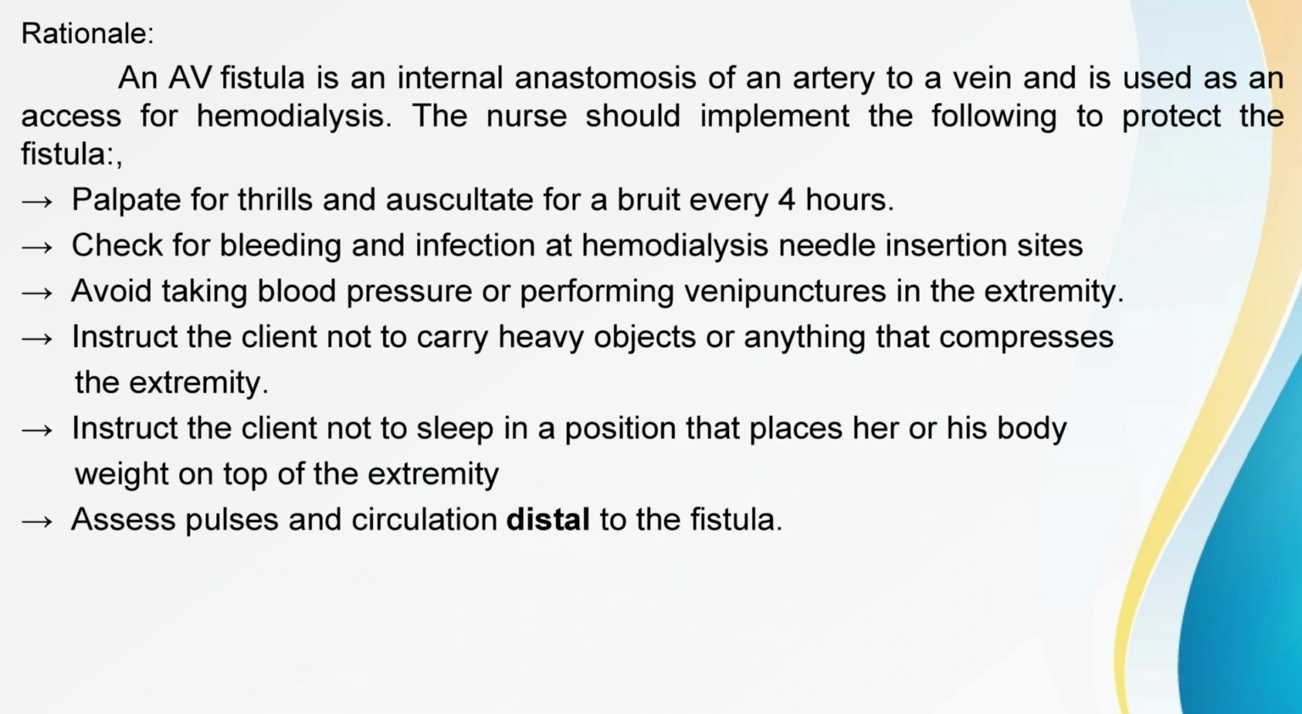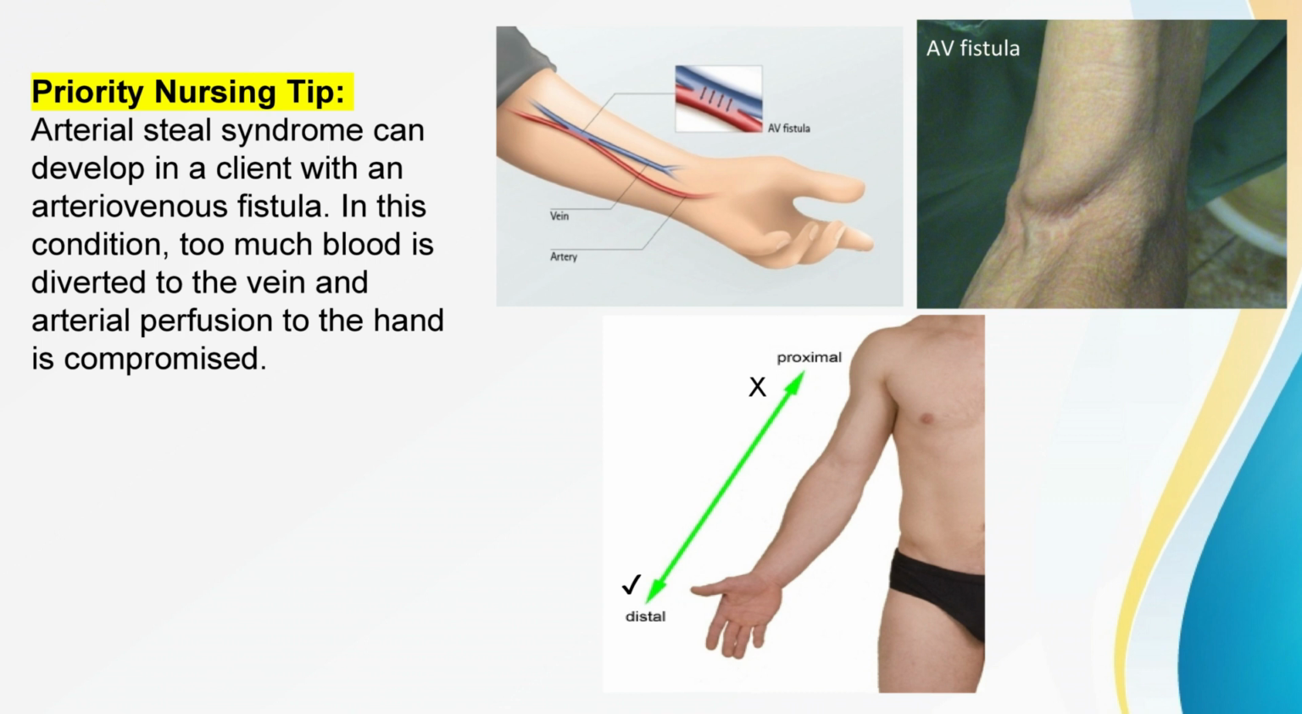instruct the client not to carry heavy objects or anything that compresses the extremity. Instruct the client not to sleep in a position that places her or his body weight on top of the extremity. Assess pulses and circulation distal to the fistula. Priority nursing tip: arterial steal syndrome can develop in a client with an arteriovenous fistula. In this condition, too much blood is diverted to the vein and arterial perfusion to the hand is compromised.